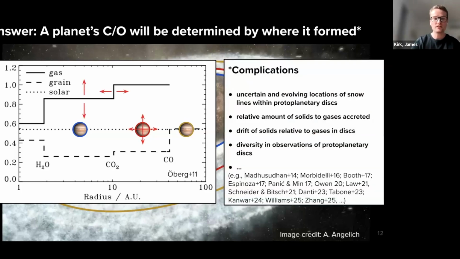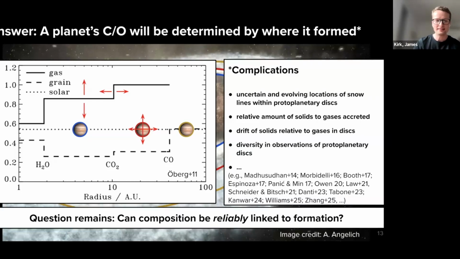However, in the intervening 15 years since this plot, it has become clear that there are a large number of complications with this simple idea. These include the uncertain and evolving locations of snow lines within protoplanetary disks, the relative amount of solids to gases that are accreted during formation, the importance of solids in setting the final C/O ratio of hot Jupiter atmospheres, the drift of solids relative to the gases in disks, and the diversity in observations of protoplanetary disks, each of which adds uncertainty along the dimensions indicated by the red arrows here.